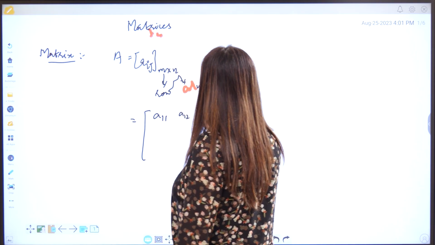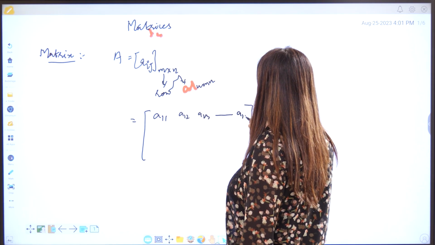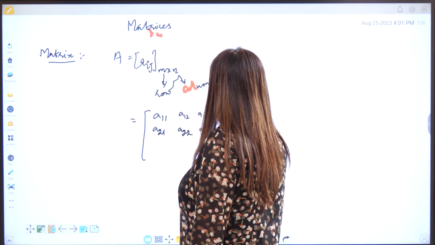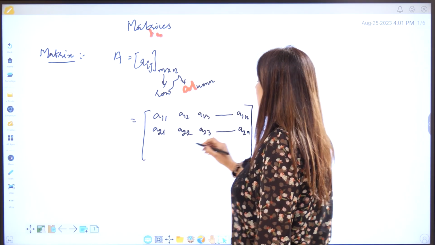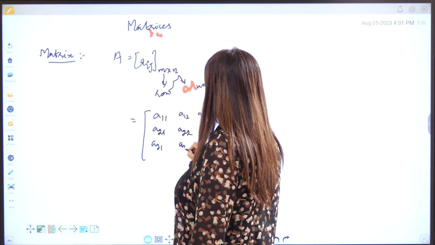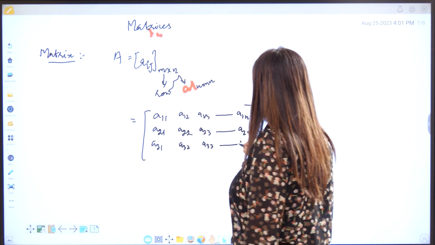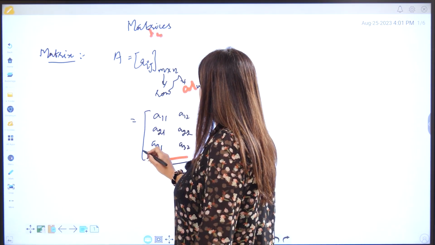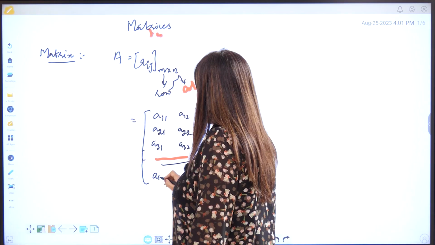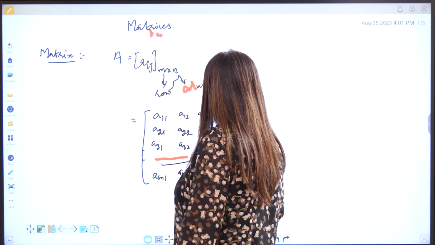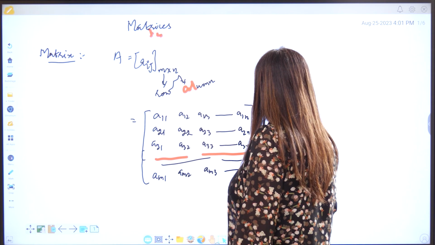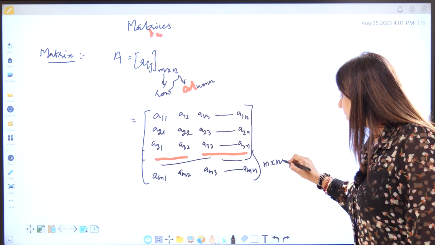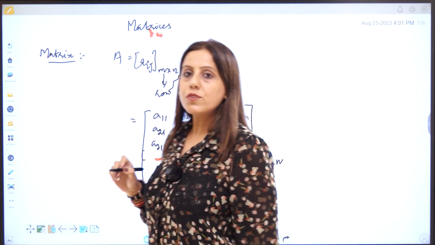A11, A12, A13 and so on up to A1n. Similarly, second row A21, A22, A23 and so on to A2n. Similarly, A31, A32, A33 and so on. That is, I can write it as Am1, Am2, Am3 and so on to Amn. And what is the order of this matrix? That is an m × n matrix, right? Which denotes m rows and n columns.